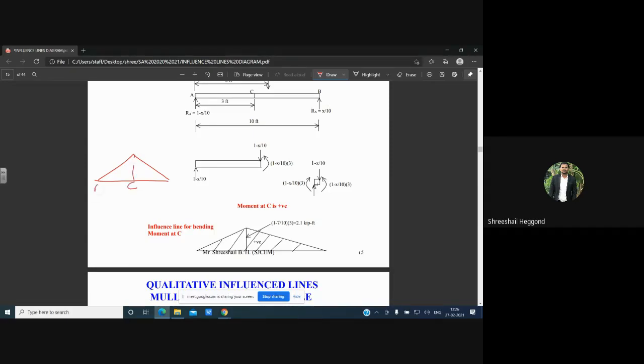So at point C, this is at A reaction, this is at B reaction, this is at 3 meter, and this is at 7. The bending moment diagram will be drawn like this. And the maximum bending moment can be calculated as 1 minus 7 divided by 10 into 3, which is equal to 2.1. The units will be kilonewton meter. That unit I need to verify.